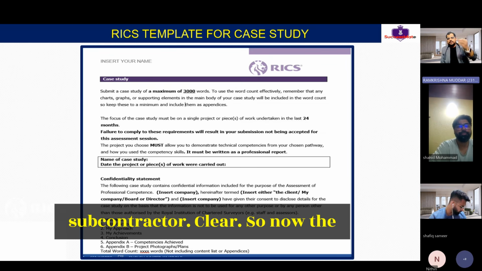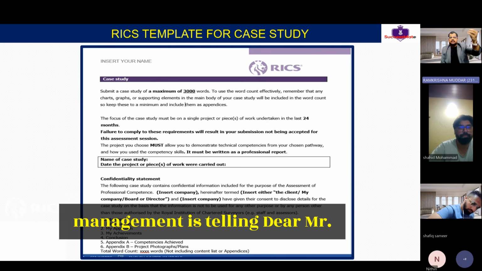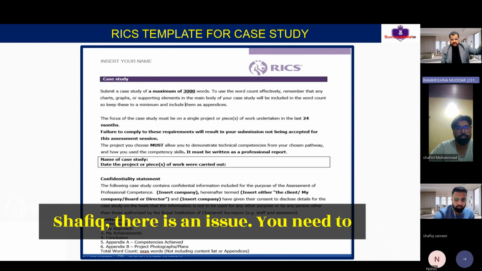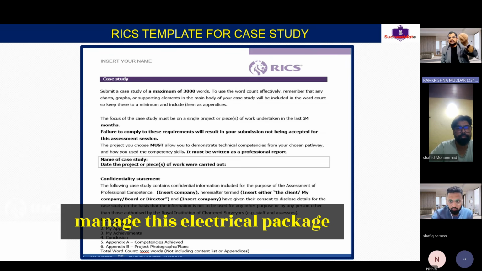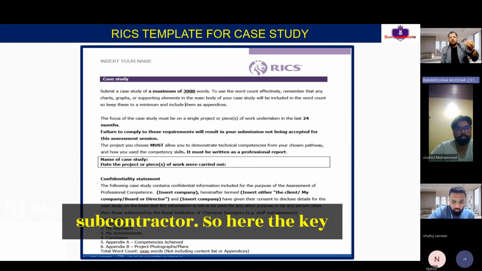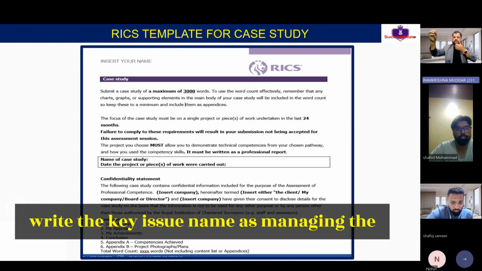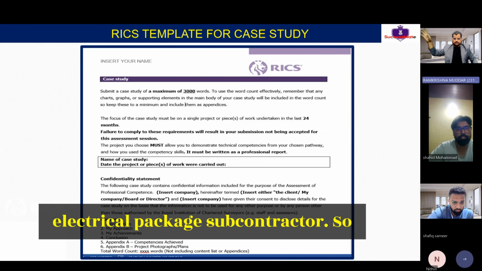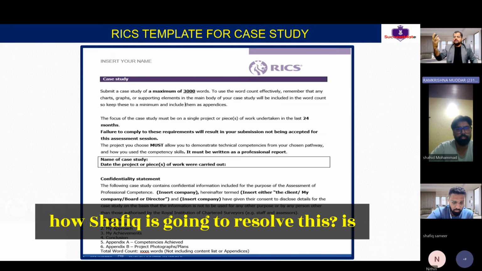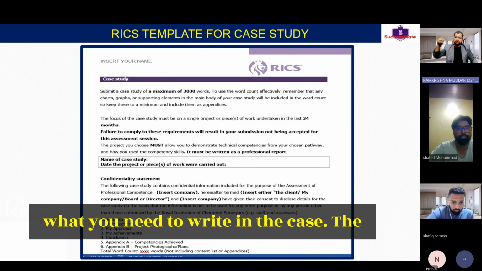Clear? So now the management is telling, dear Mr. Shafiq, there is an issue. You need to manage this electrical package subcontract. So here the key issue, when you are writing, you need to write the key issue name as managing the electrical package subcontractor. So how is Shafiq going to resolve this? This is what you need to write in the case.